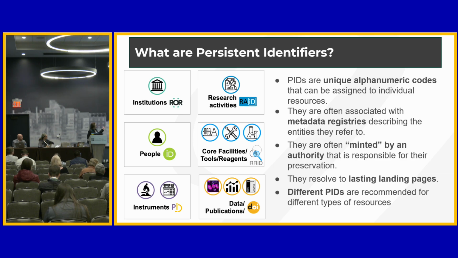There is ROR for institutions, ORCID, which most people know is for people, RRID for core facility tools and reagents, PID inst for instruments, and then there is DOI, which many people know for data and publications. Definitely in the adoption part, we will have to figure out which to use for what, because it is very confusing.